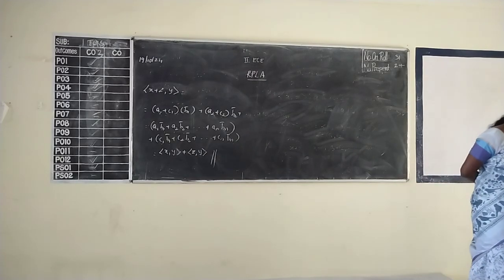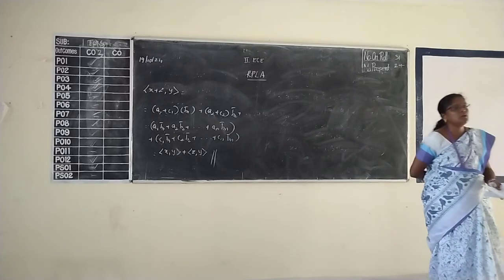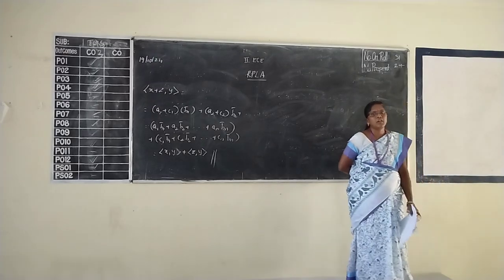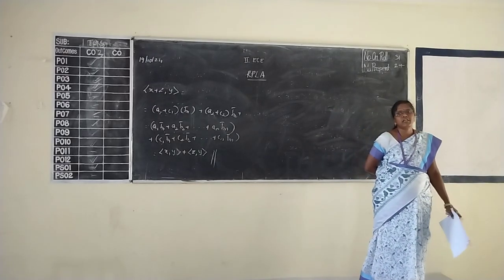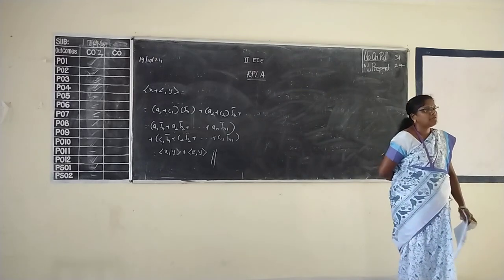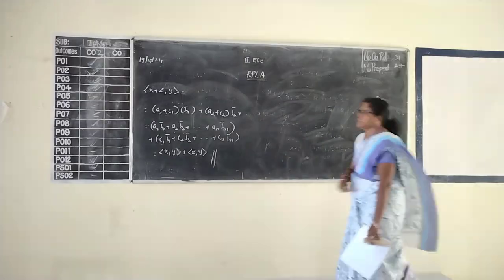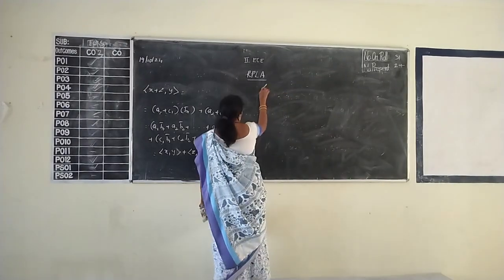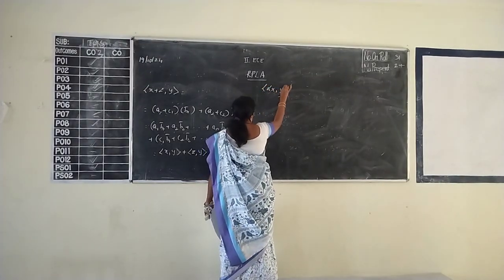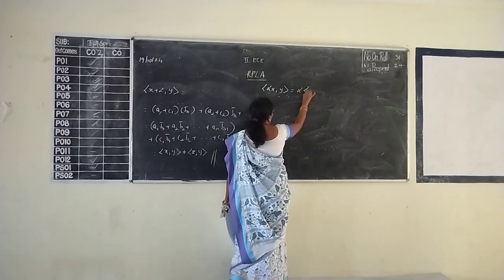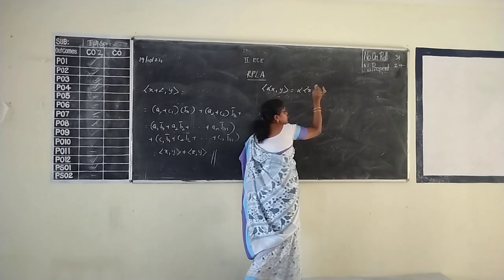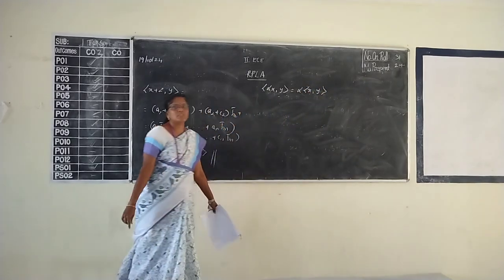Shall I continue? Completed. What is the third one you have to prove? Inner product of alpha x comma y should be equal to alpha into inner product of x comma y. So, the third one to prove is that the inner product of alpha x comma y is equal to alpha into the inner product of x comma y. This is what you are supposed to prove.